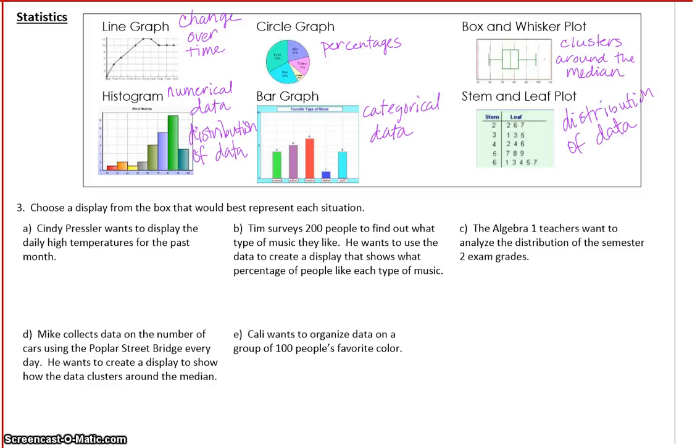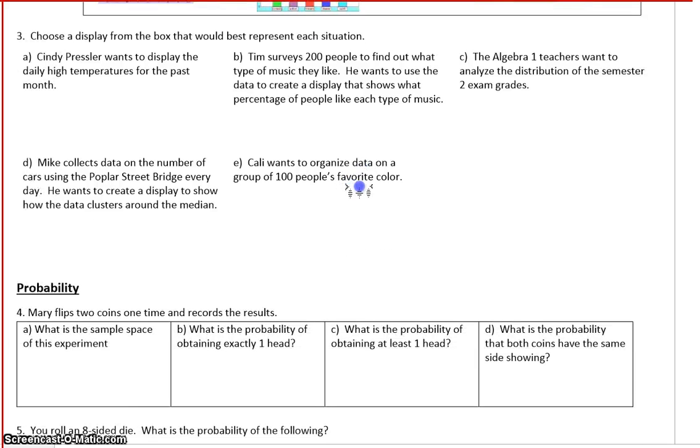So you will see that a line graph just shows some change over time. A circle graph usually shows percentages. A box and whisker plot shows how data clusters around a median. A histogram shows numerical data, the distribution of the data. A bar graph shows categorical data, and a stem and leaf plot also shows numerical data or the distribution of the data.